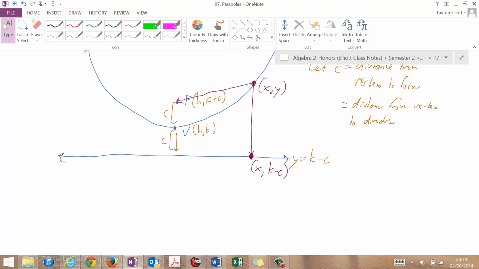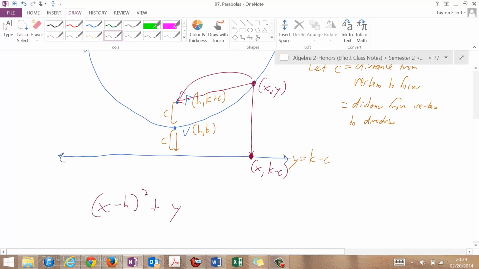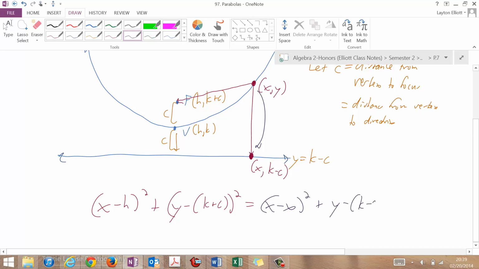Watch the neatness that happens. We're going to use the distance formula. I'm going to say the distance from (x, y) to here, so that's going to be (x minus h) squared plus (y minus (k plus c)) squared. And I'm not going to draw the square root symbol because I'm just going to square both sides as the next step. That's going to be equal to the sum of the squares of the other distance, meaning this distance here. So that's going to be (x minus x) squared plus (y minus (k minus c)) squared.